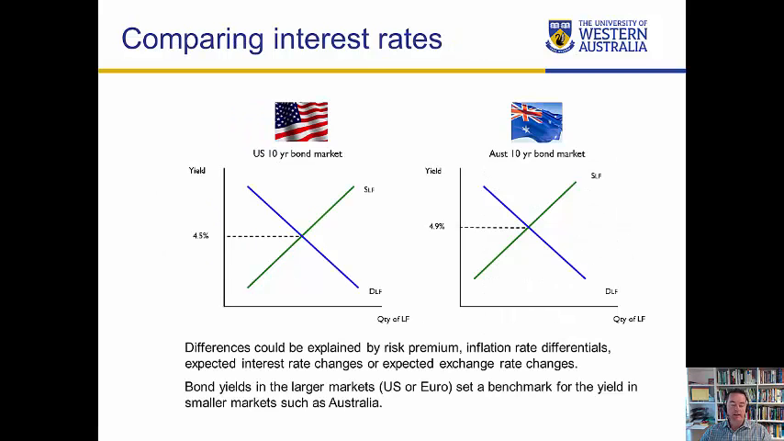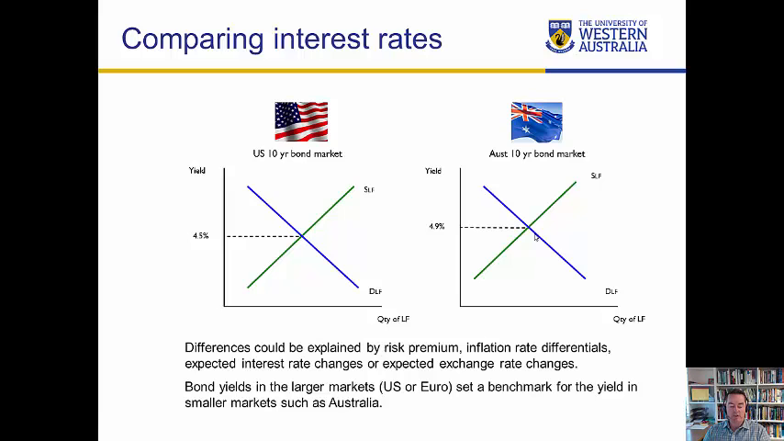In the next slide, I've got the US 10-year bond market versus the Australian 10-year bond market. And what you can see is I've drawn the yield in Australia being slightly higher than the yield in America. Now, it's typically the way it works.